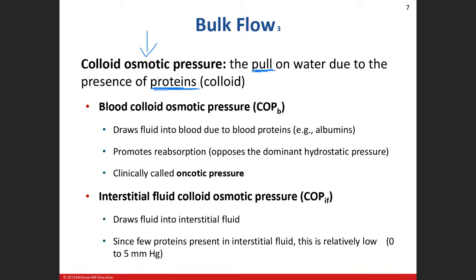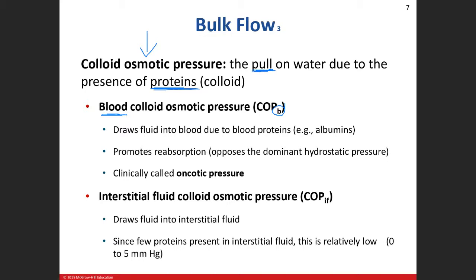So this is the pulling force that's exerted on water, because think of the proteins as like a magnet. It has an attractive force for fluid. So we have two parts to our colloid osmotic pressure. Similar situation. We have the blood colloid osmotic pressure, COP with the subscript of B for blood. So this is that attractive pulling force that the proteins or the colloid are drawing fluid into the blood vessel.